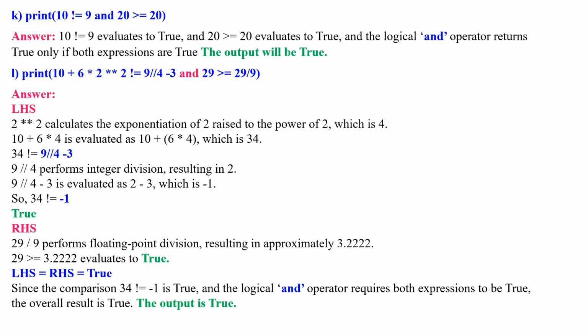True. Now let's calculate the right-hand side. 29/9 performs floating point division, resulting in approximately 3.2222. 29 greater than or equal to 3.2222 evaluates to True. Left-hand side and right-hand side are both True. Since the comparison 34 is not equal to minus 1 is True, and the logical and operator requires both expressions to be True, the overall result is True. The output is True.